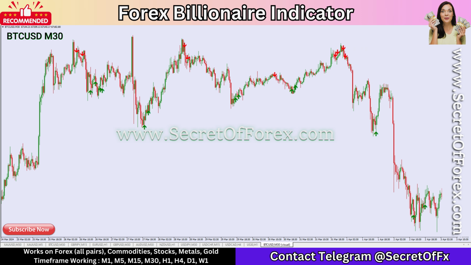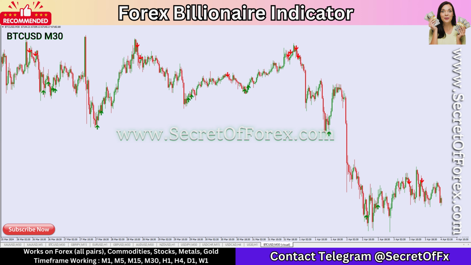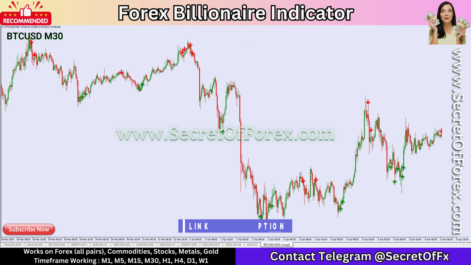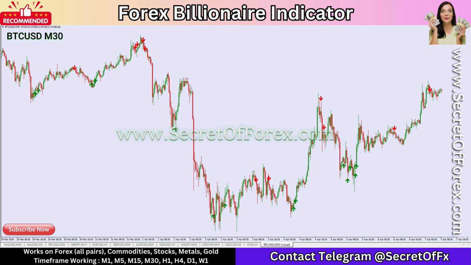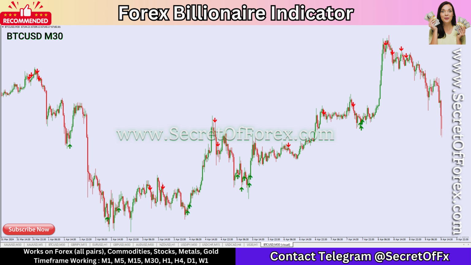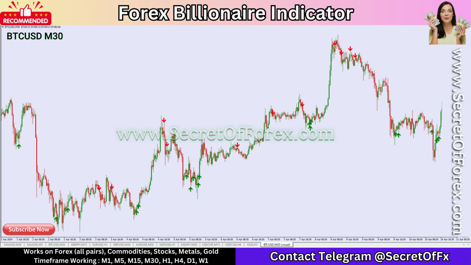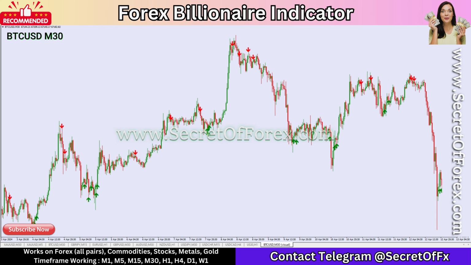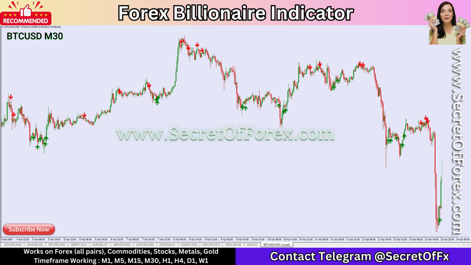As you guys know, there are many indicators on my website and all are different. Today I have brought for you such an indicator for which everyone is waiting. I was thinking for a long time what to bring for you guys after a lot of hard work. Today I have brought an M1 to W1 time frame scalping indicator for you guys. You do not have to do much in this indicator.